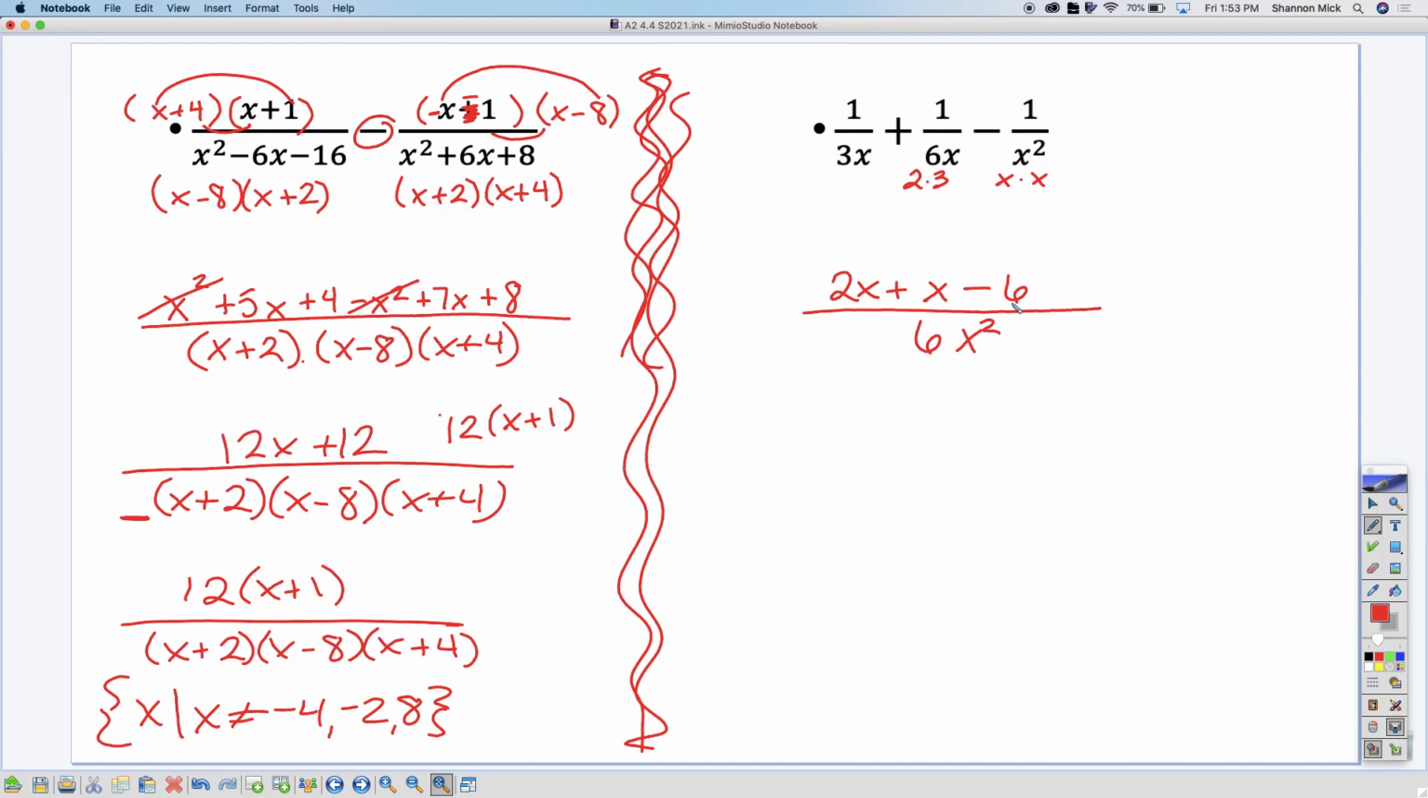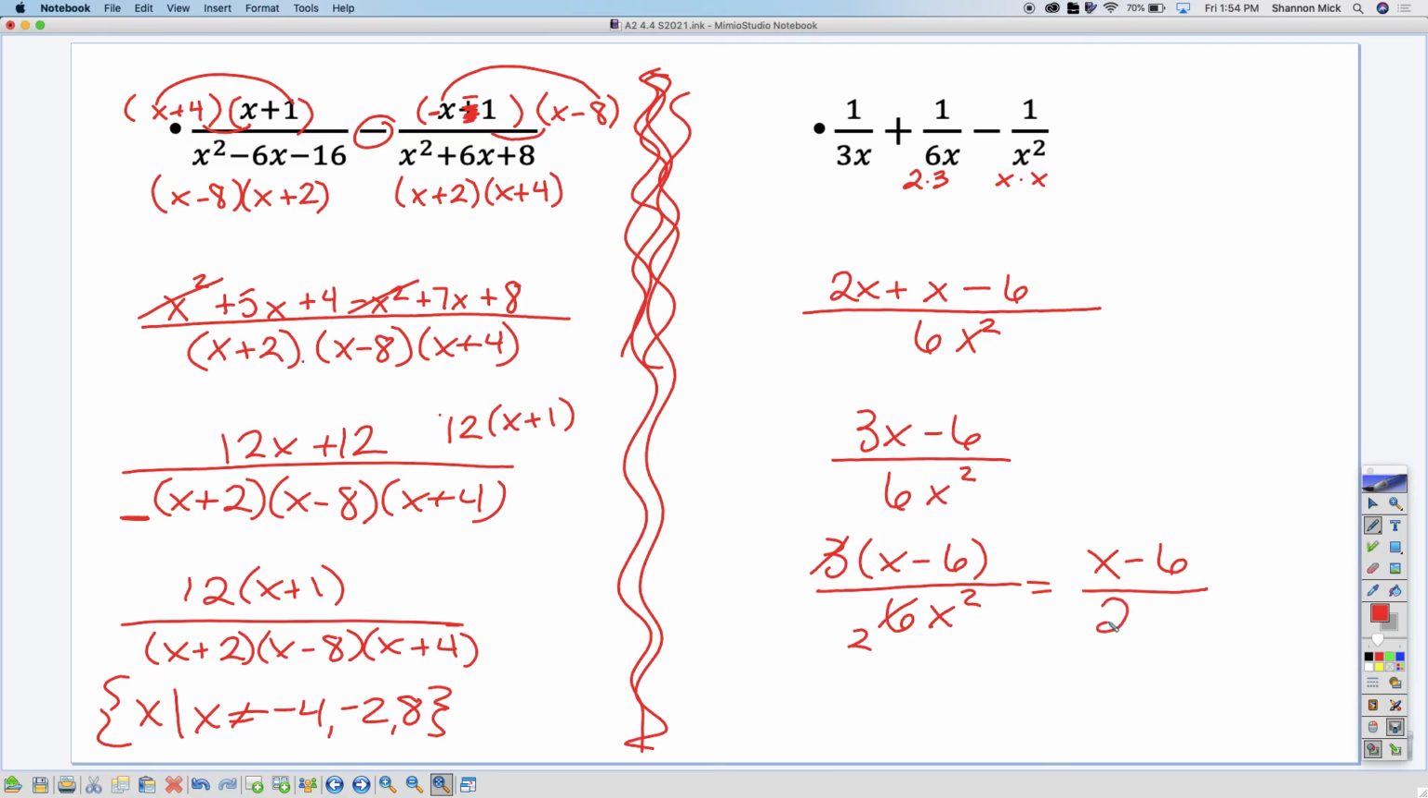Okay, and then what? Then you factor the numerator. 3 and 2. Add your 2x plus x. So I have 3x minus 6 over 6x squared. I can factor out a 3. And because I can factor out a 3, I can reduce what? The bottom one, I can reduce to 3. But could I do that before I factor? No, because it has to be a product to be able to reduce, doesn't it? So then I have what? x minus 6 over 2x squared?